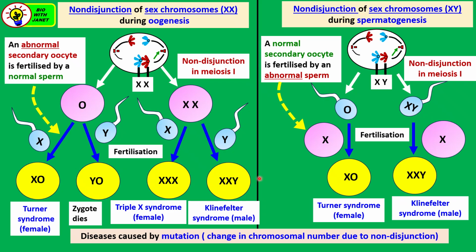So here we find out that non-disjunction of sex chromosomes can occur during the formation of gametes, and if the gametes are then fertilized, after non-disjunction, only then will it produce a child with an abnormal number of chromosomes, such as Turner syndrome and Klinefelter syndrome.